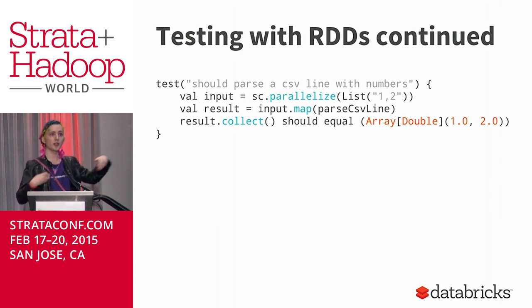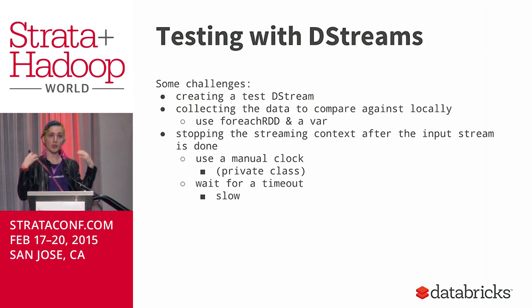So we just use collect, and then here I'm using should equal, but you can use whatever assertion framework you want to use for testing. There's nothing magic about should equal. So we can now test our regular batch processes with Spark, which is pretty good, right? That's useful. But now we want to go ahead and test our streaming programs.